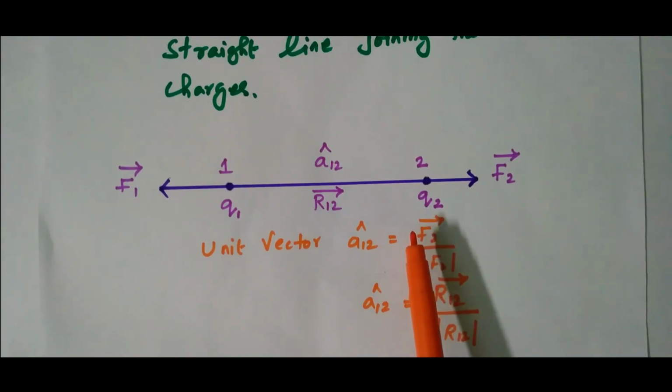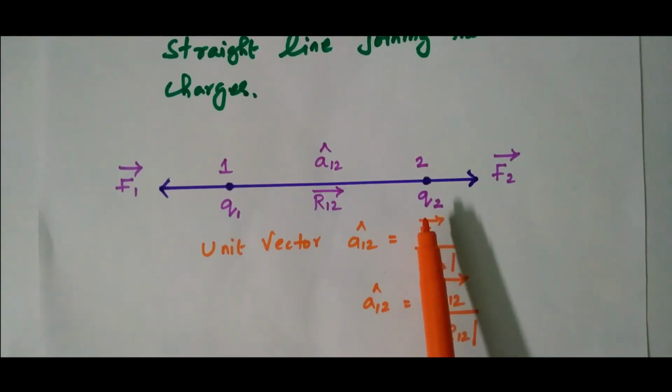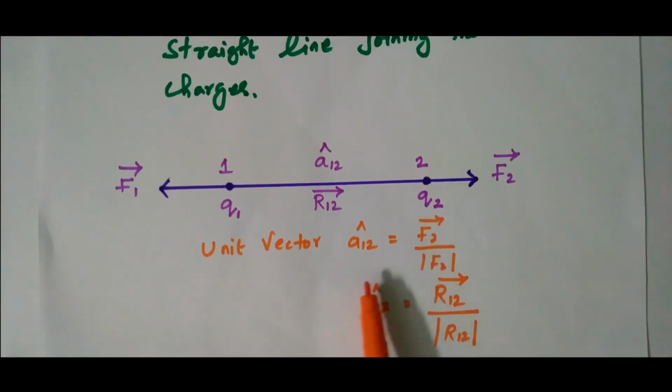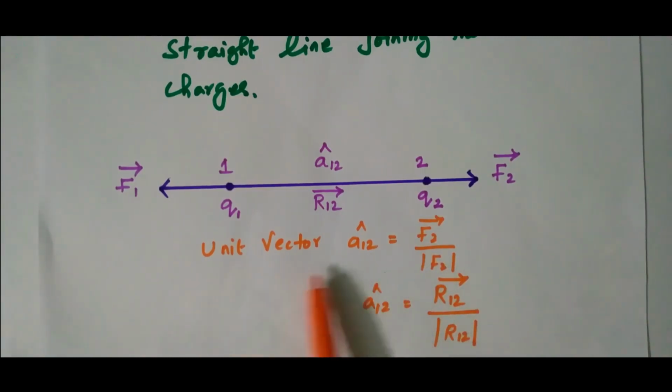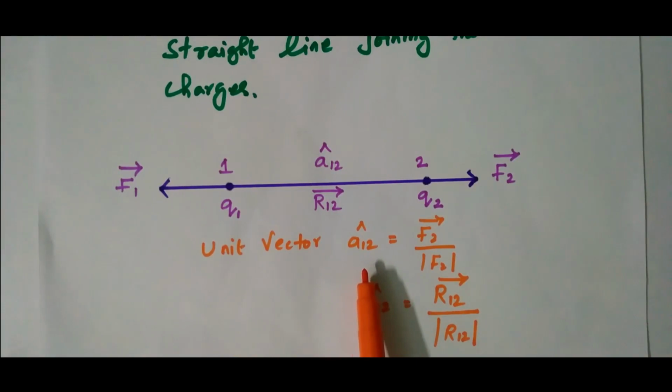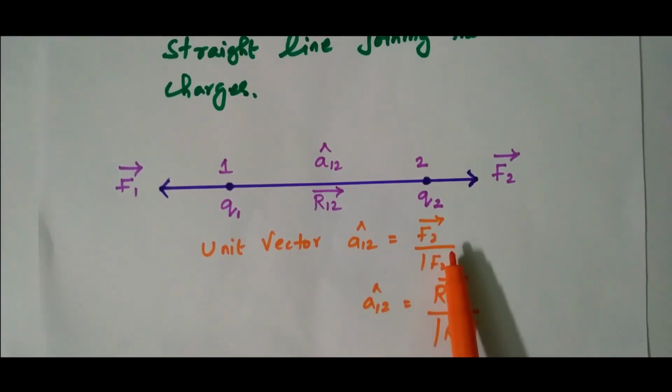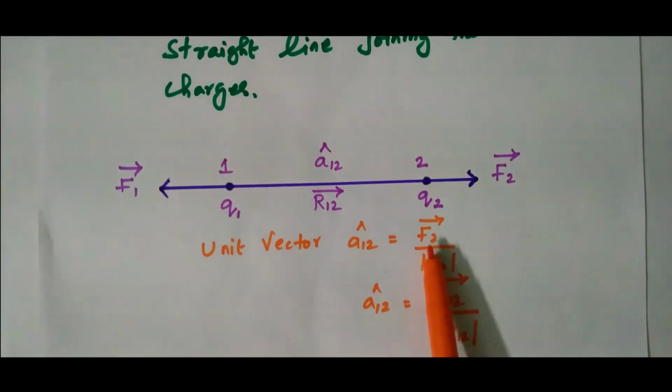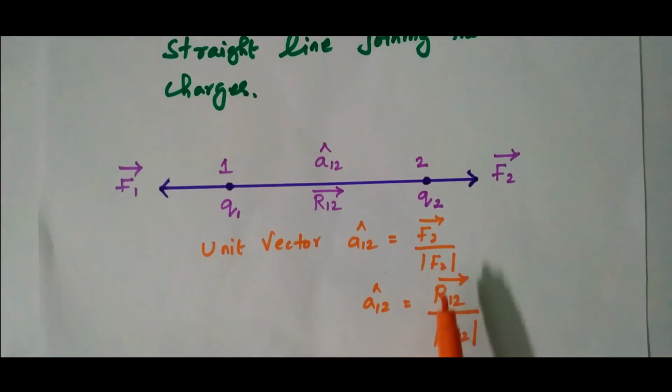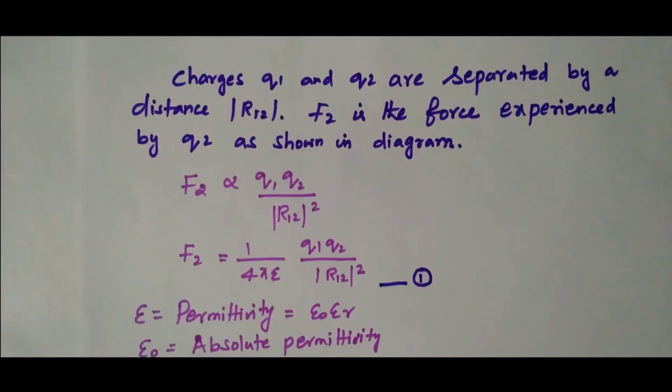So the expression for this force is given by Coulomb. Before that we'll see the unit vector. Unit vector is nothing but vector by scalar. The general formula is vector by scalar. It can be expressed in two ways, in terms of force or in terms of the distance vector. In terms of force, it is the F2 vector by F2, vector by scalar, where F2 is the magnitude. In terms of the distance vector, the A12 vector equals the R12 vector by R12.